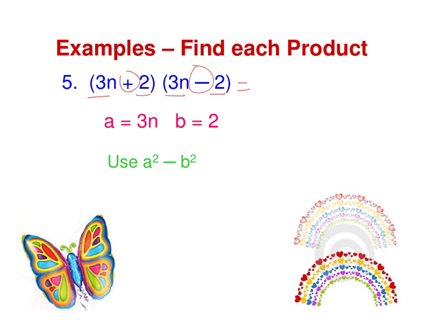So my shortcut is to square the first term. 3n squared, 3n all to the second power, is 9n squared. And 2 squared is 4, and I put a minus sign between them. And I'm done.